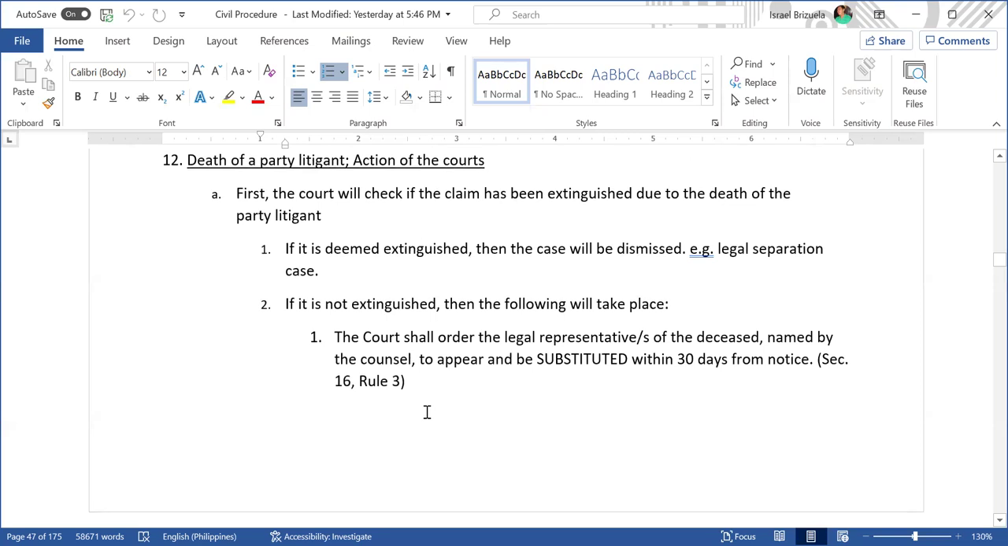12. Death of a party litigant, action of the court. First, the court will check if the claim has been extinguished due to the death of the party litigant. If it is deemed extinguished, then the case will be dismissed. Legal separation case. If it is not extinguished, then the following will take place. The court shall order the legal representative of the deceased, named by the counsel, to appear and be substituted within 30 days from the notice. Section 16, Rule 3.